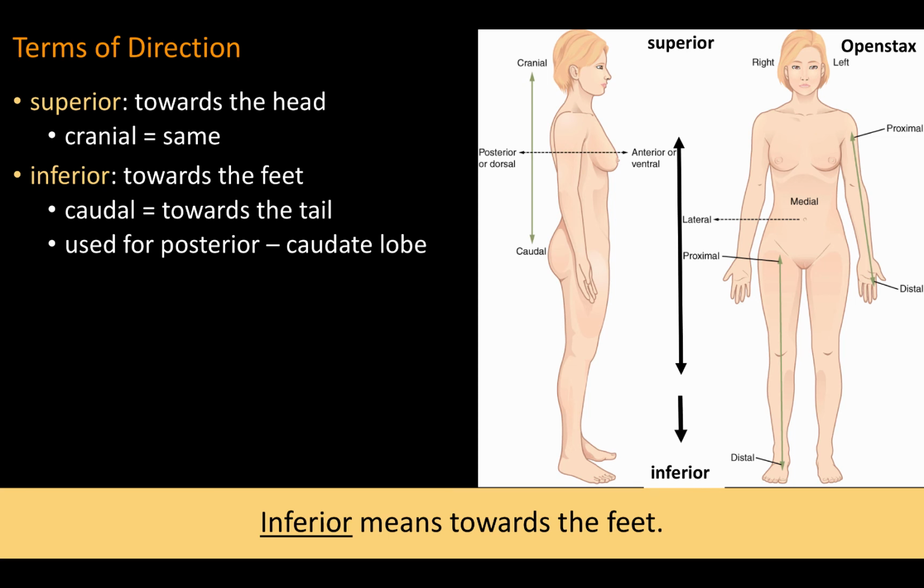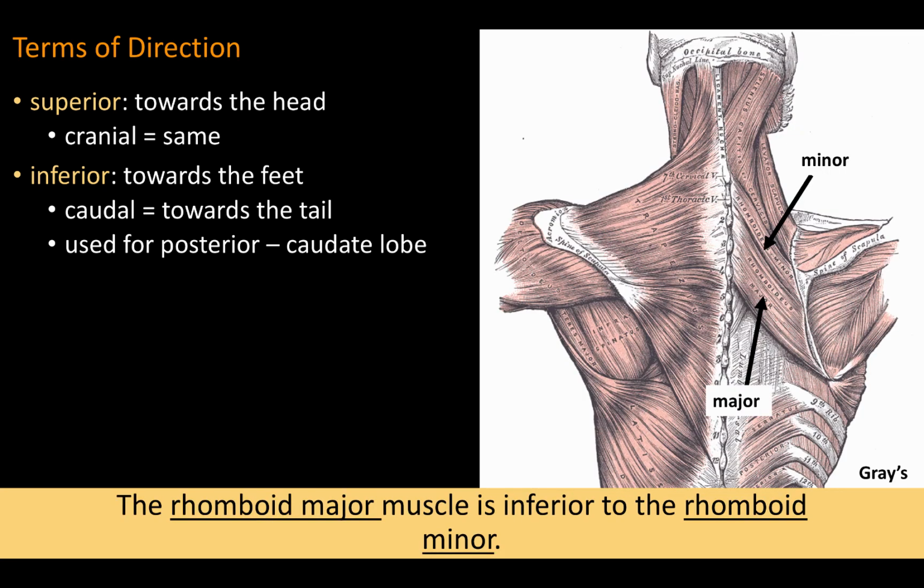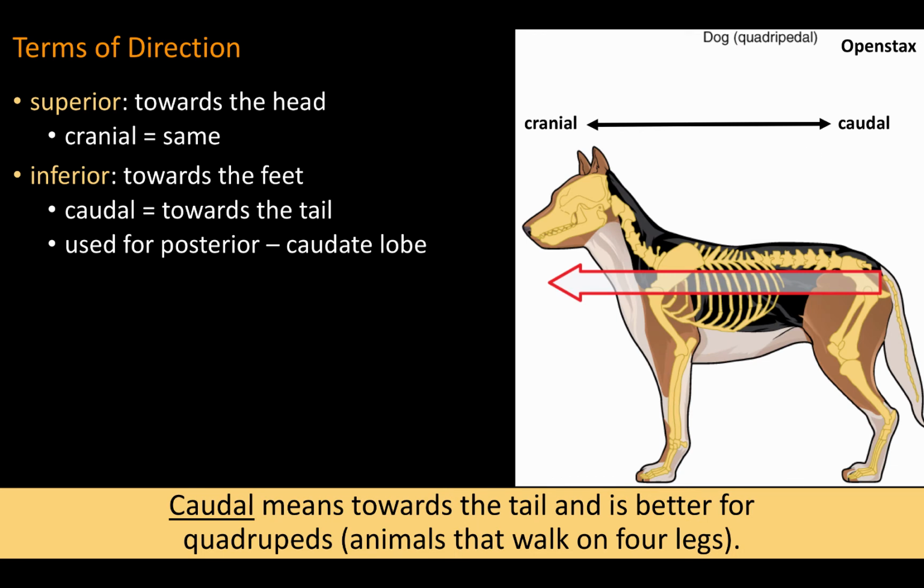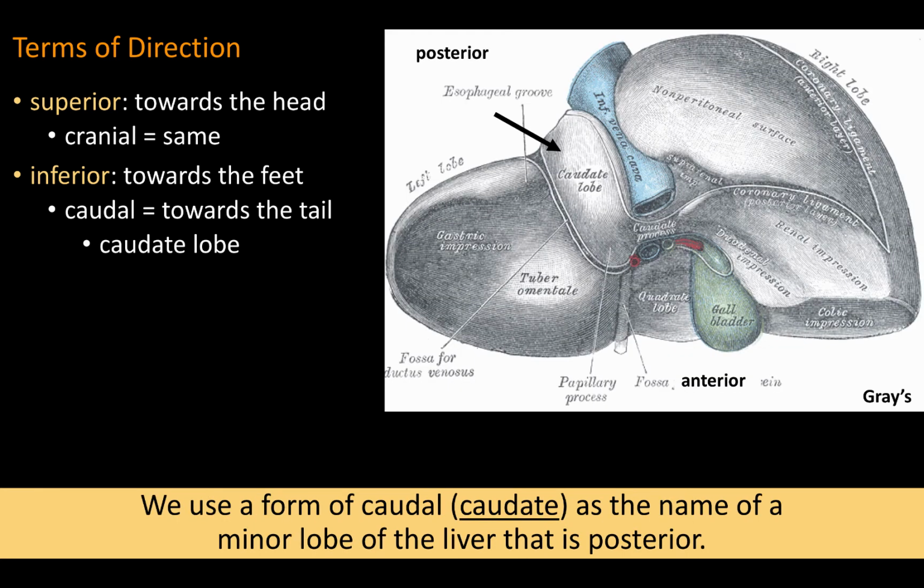Inferior means towards the feet. The rhomboid major muscle is inferior to the rhomboid minor. Caudal means towards the tail and is better for quadrupeds, animals that walk on four legs. We use a form of caudal, caudate, as the name of a minor lobe of the liver that is posterior.